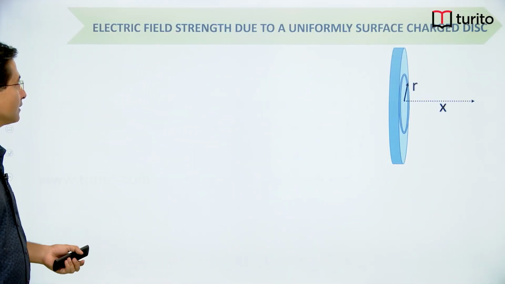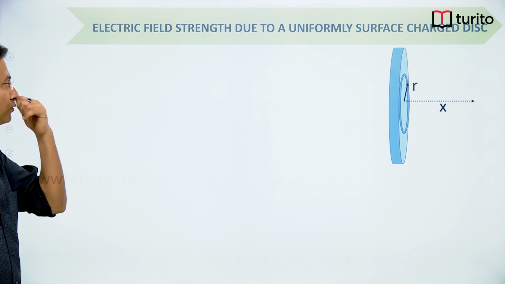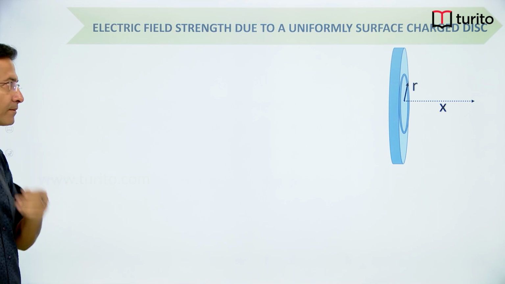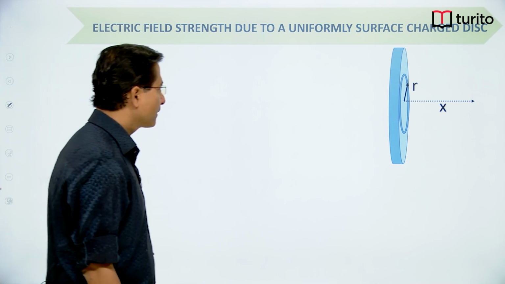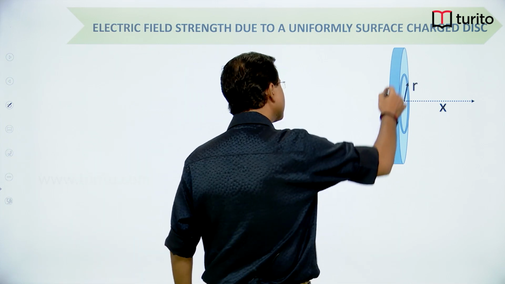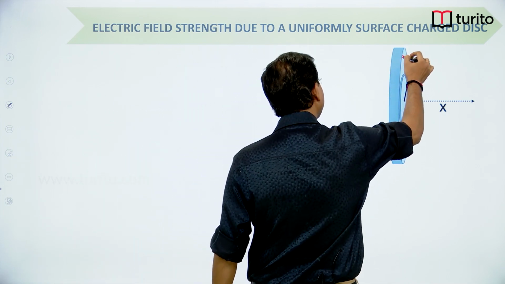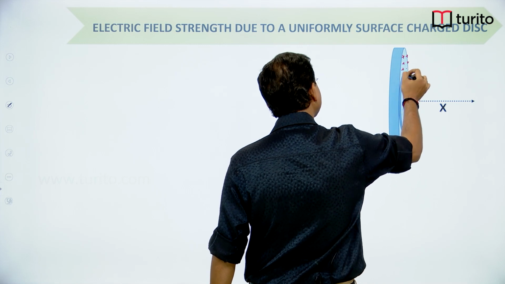Now, field strength due to a uniformly charged disk. So, I am distributing charge only over this surface.